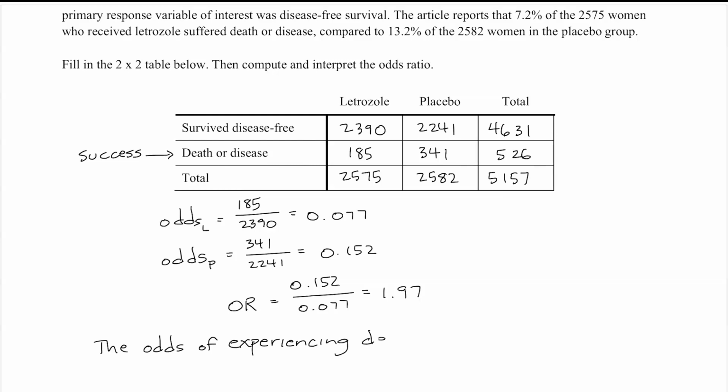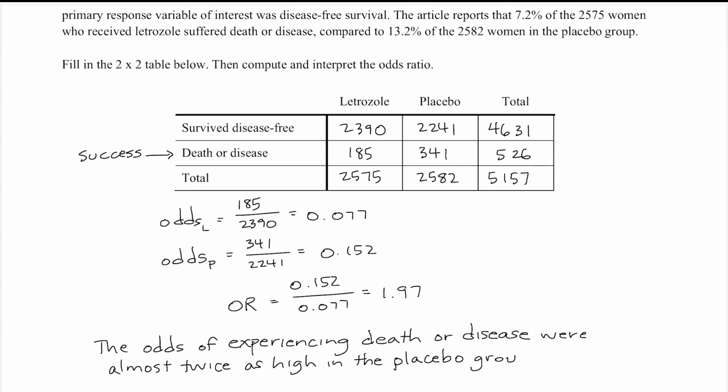this is the interpretation, the odds of experiencing death or disease were almost twice as high in the placebo group, because that's the one that was in the numerator. So almost twice as high in the placebo group as in the letrozole group.